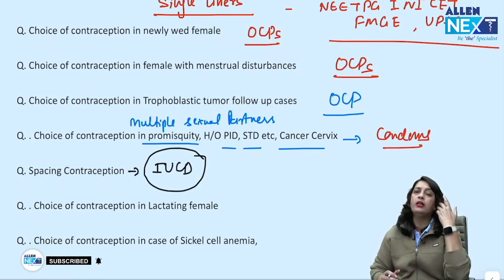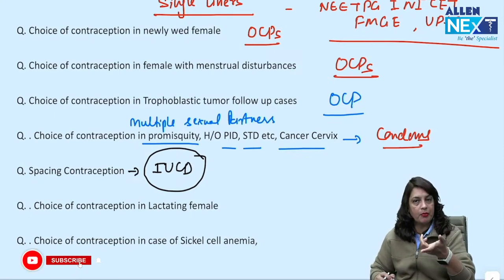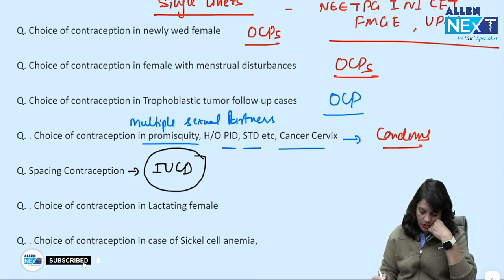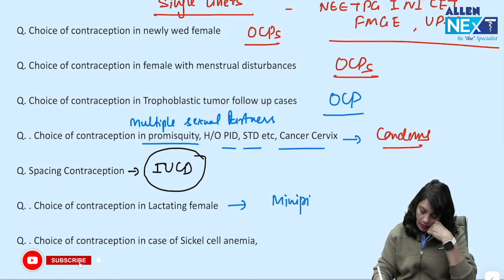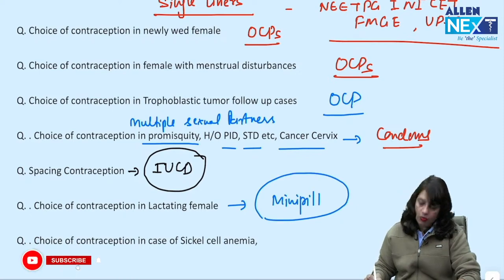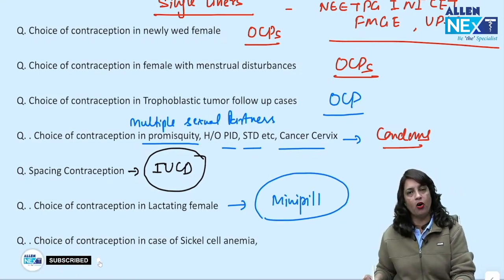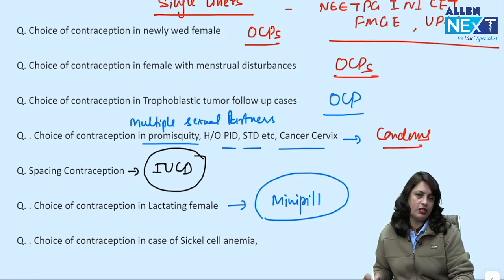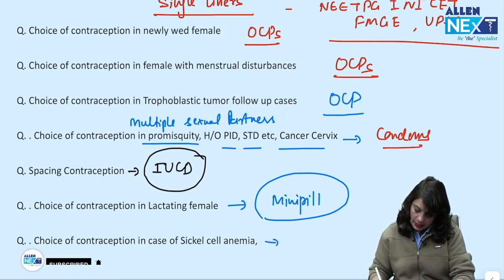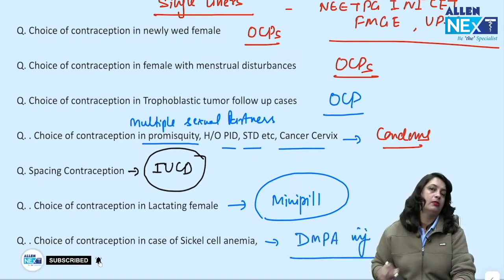Otherwise, you can offer the injectable contraceptive, subdermal implants, they are also applicable, but the best one we say is IUCD. Now, choice of contraception in a lactating female is mini pill, but other contraceptive methods are also applicable. Only OCPs have to be avoided for 6 weeks because estrogen suppresses the breast milk. Choice of contraception in sickle cell anemia is DMPA injection.